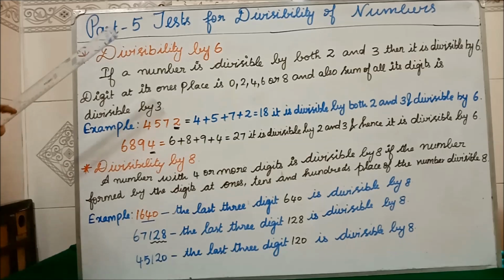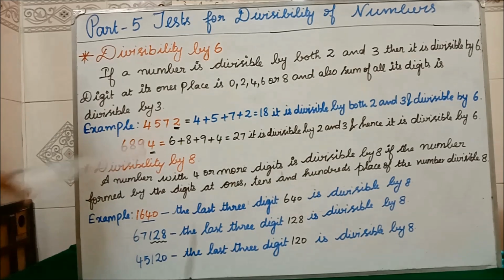So if a number is divisible by both 2 and 3, then it is divisible by 6. Now we will see the example. 4572. The last unit digit is what? 2. Then it is divisible by 2. Then you have to check whether it is divisible by 3. The divisibility by 3 condition is: sum all the digits, and if that sum is divisible by 3, then the full number is divisible by 3.